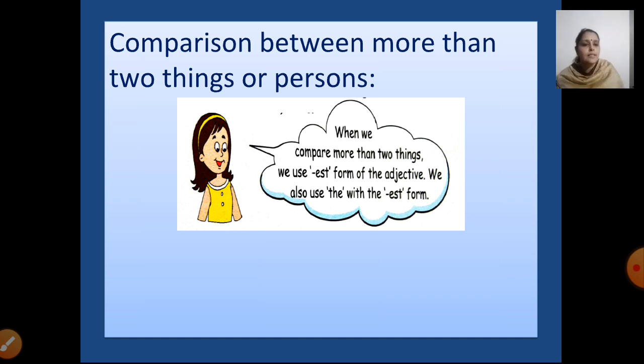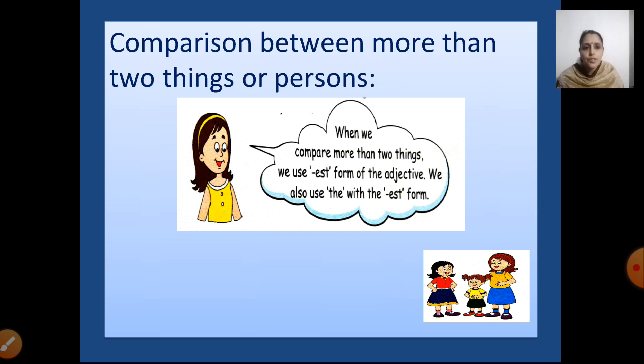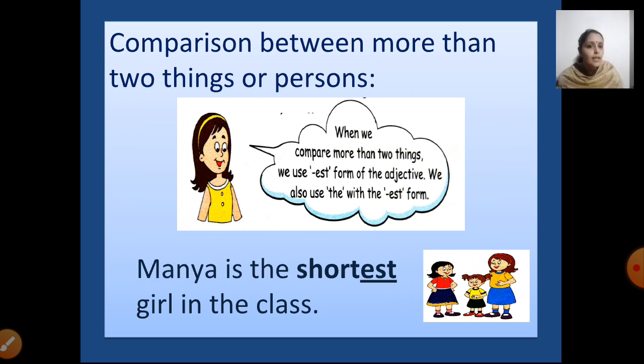Okay, let us see. Look at the picture, children. Three girls are there. Yes, now let us see the sentence. Manya is the shortest girl in the class. We have added est to the adjective short and we have also written the along with it. Right? Manya is the shortest girl in the class.